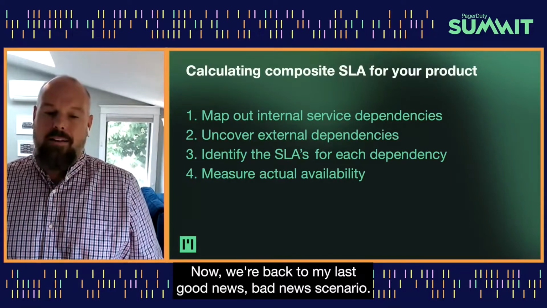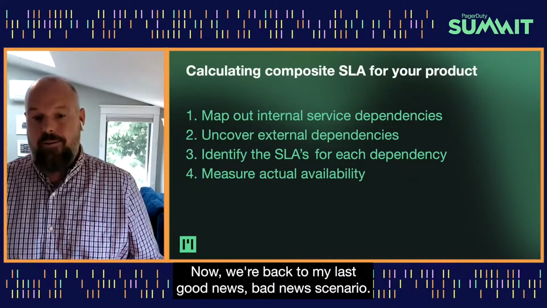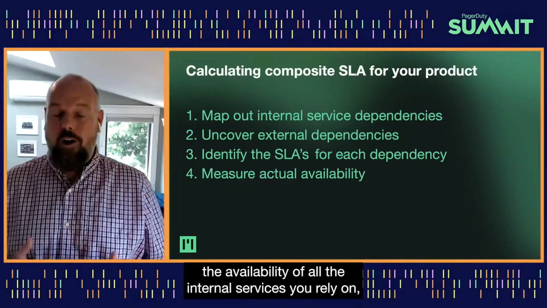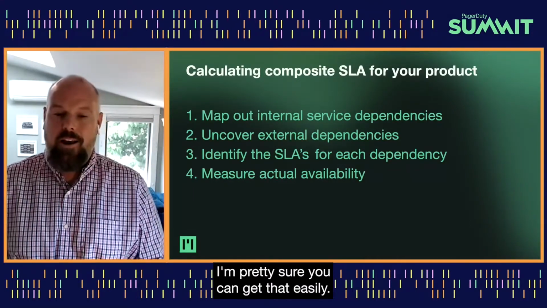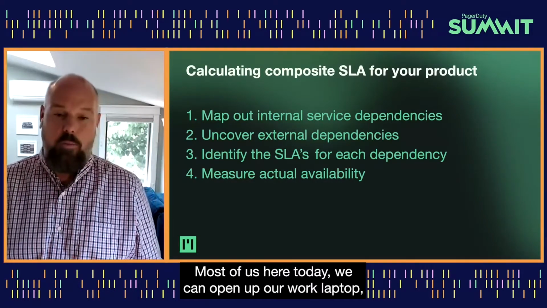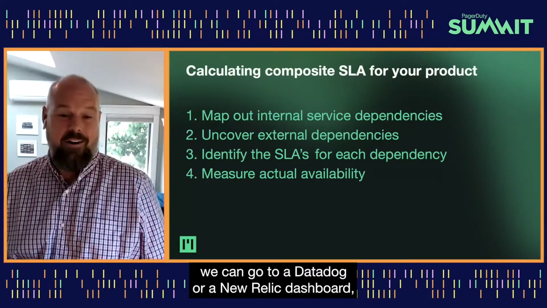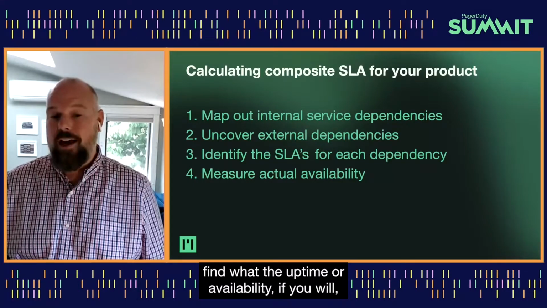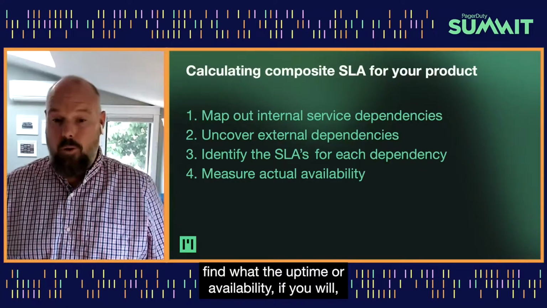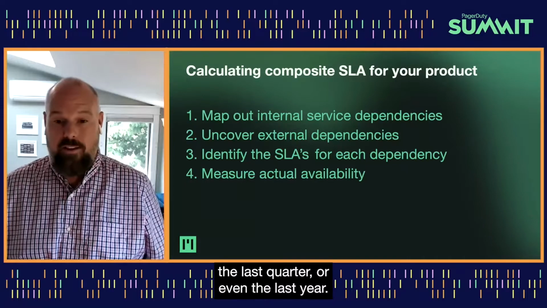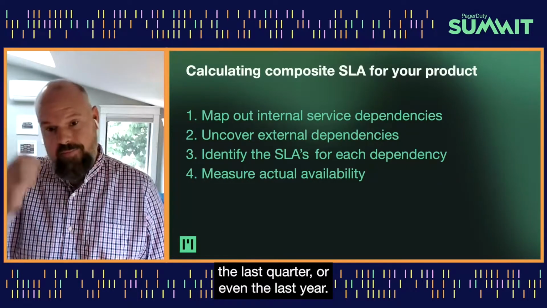Now, we're back to my last good news, bad news scenario. The good news is if you want to understand the availability of all the internal services you rely on, I'm pretty sure you can get that easily. Most of us here today, we can open up our work laptop, we can go to a Datadog or a New Relic dashboard, and within a few clicks, we can probably find what the uptime or availability, if you will, was for every service we rely on the last month, the last quarter, or even the last year.